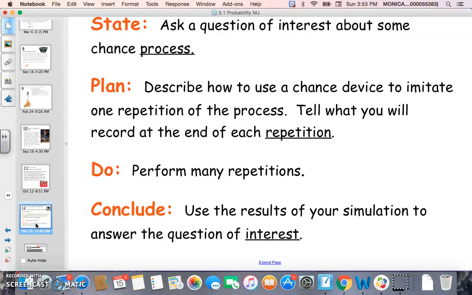And so when we come back, we'll look at some real life ways where you can perform a simulation. You can actually state, plan, do, and conclude on your own.